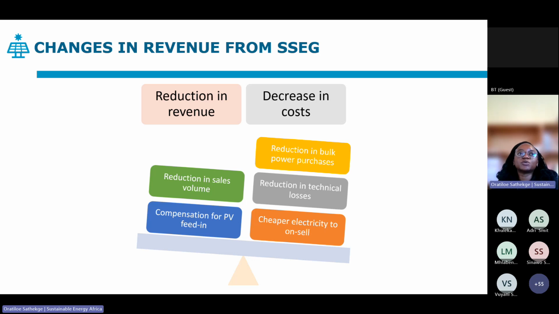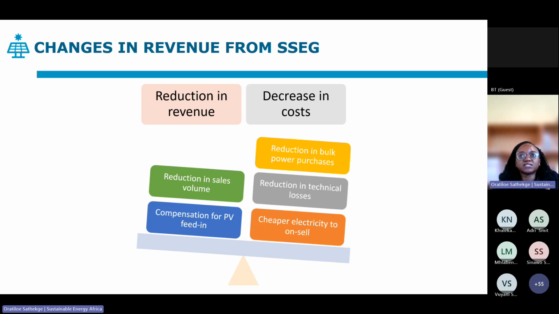All right, so kicking off with changes in revenue from SSEGs. There are two main concerns that are usually highlighted, which is the reduction in revenue and the decrease in costs. So let's start by understanding the different ways that SSEGs affect municipal revenue. When a customer installs solar PV, there are a couple of things that would happen. First, they would buy less electricity. That would be a direct revenue loss.